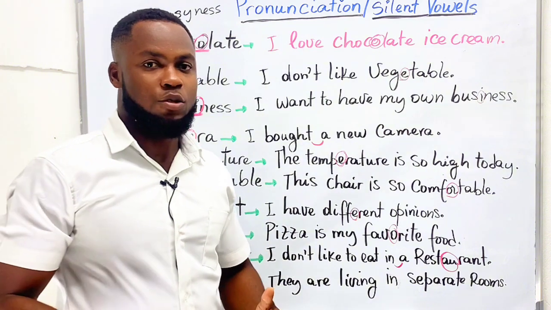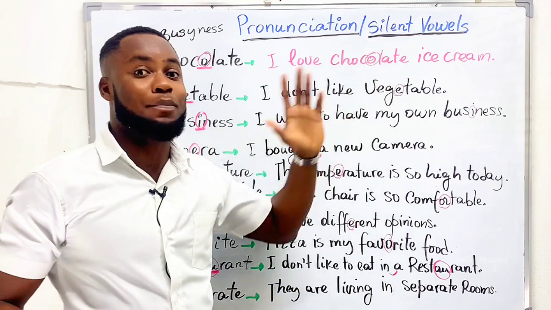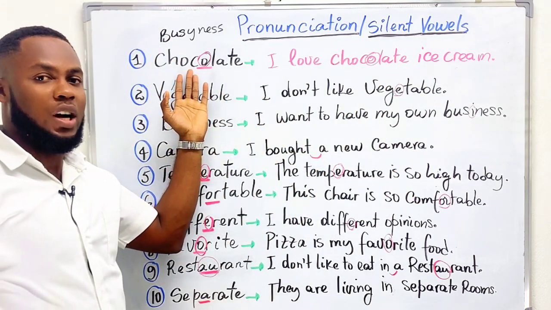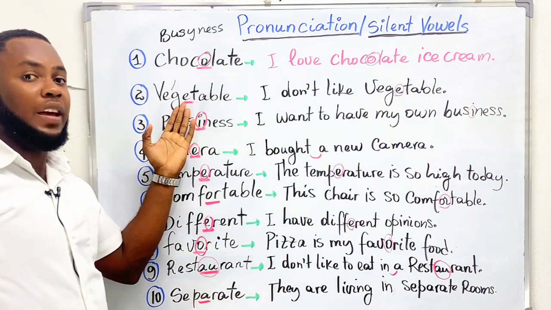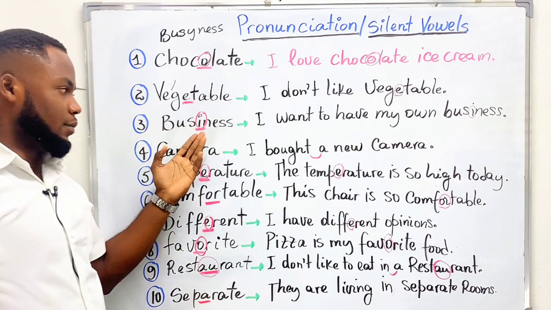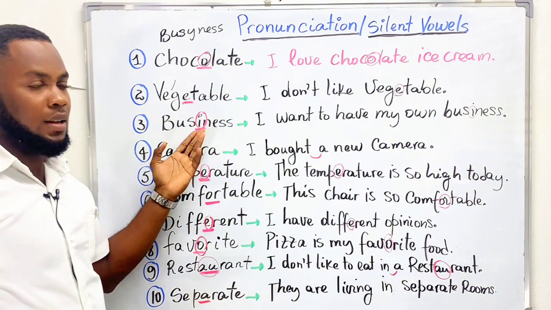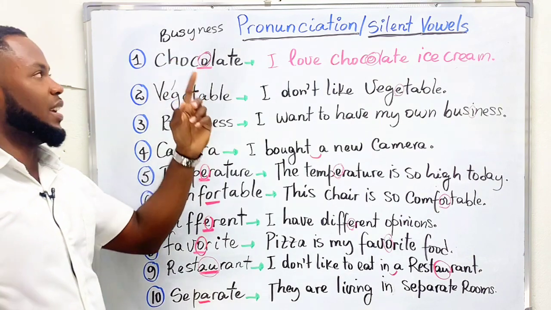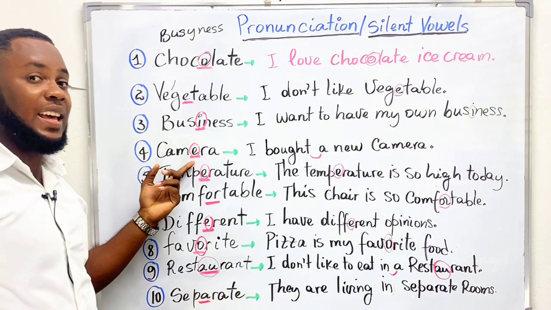Ok? En matière de résumé, nous avons parlé de prononciation, où nous avons une voyelle qui n'est pas prononcée. Premier mot, c'était chocolate, qui c'est chocolat. Deuxième mot, c'est vegetable, qui c'est légumes. Troisième mot, business, qui c'est business ou bien affaire. Mais l'autre dit business, c'est le fait d'être occupé, parce que nous avons busy qui c'est occupé. Et nous avons camera, c'est pas caméra, c'est camera.